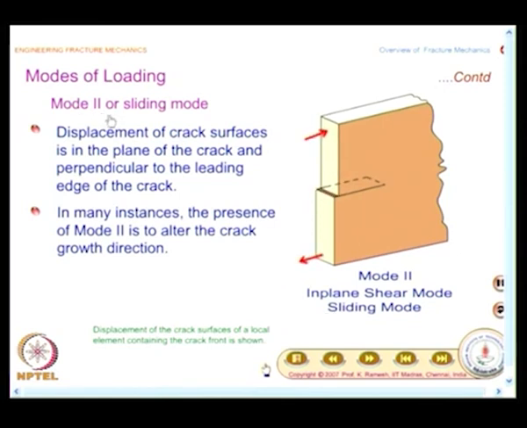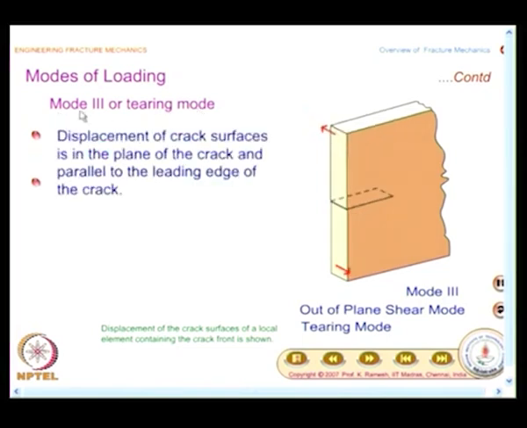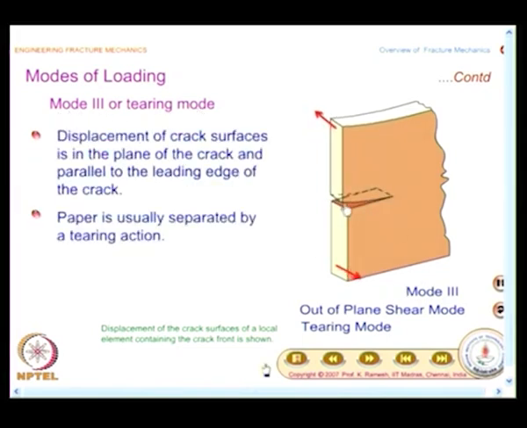In fact, if you go for bimaterial problems, apparently external opening mode can also cause a sliding of the crack faces. So, it depends on the problem, we are not looking at what is the external loading, we look only in the near vicinity of the crack. This is the tearing mode, also called mode 3, and you will find the crack faces move in this fashion.